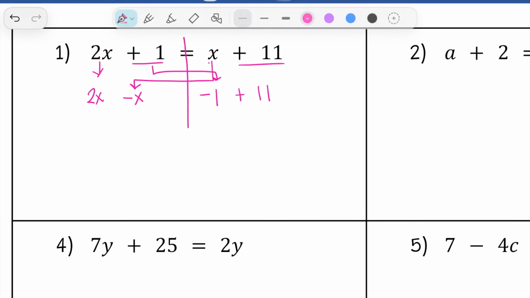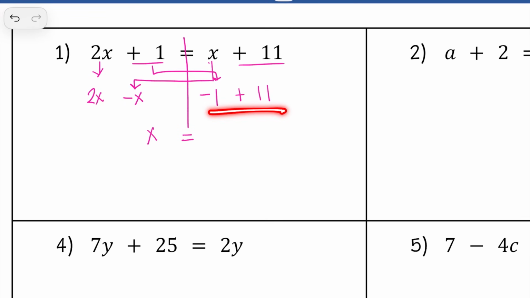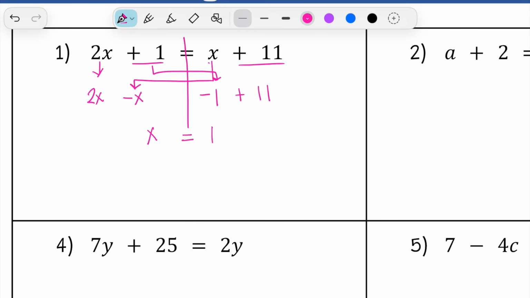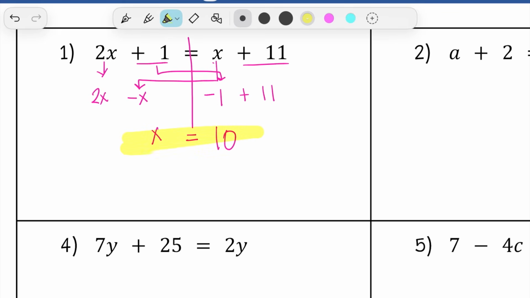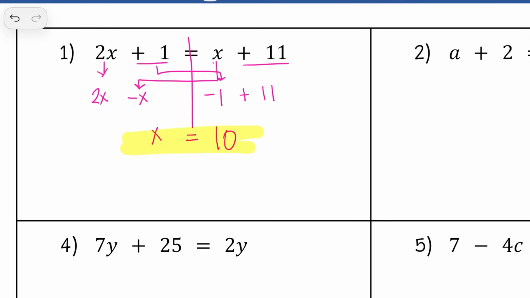So we just combine our like terms. 2x minus x is x. We'll go ahead and bring down our equal sign. On the right side, we have negative 1 plus 11. Negative 1 plus 11 is 10. So our answer is going to be x equals 10. That's it. Let's try that again.